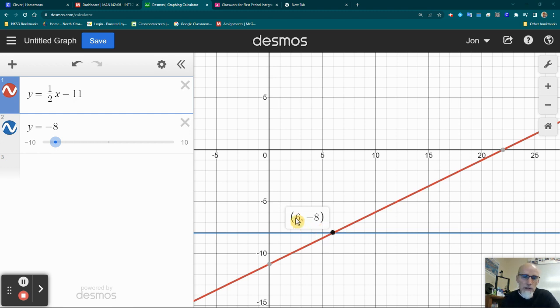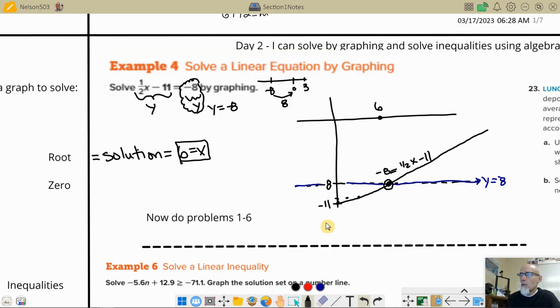Now, here's what the book does, though. The book says, let's just add 8 to both sides. I'm just hesitant to even show you this, but it's a valid way of solving it. So if I have 1 half x minus 11 equals -8, I could add 8 to both sides. Please keep paying attention to this because this is important, but it's not the only way to solve it.